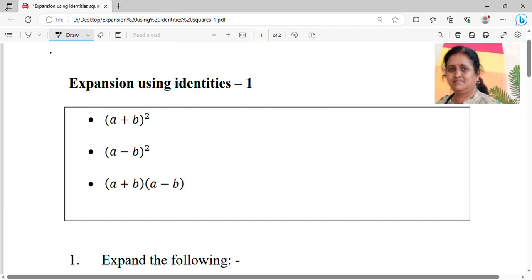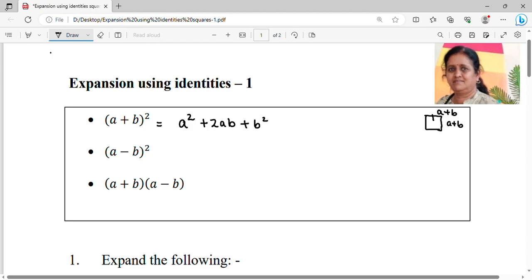As I told you, this expansion can be modeled as the area of a rectangle in the previous case, but for this you would see that since it's a plus b the whole square, it is nothing but a square since both the sides are equal. So this becomes a plus b and this becomes a plus b. And when you expand this, you would get the formula a squared plus 2ab plus b squared.